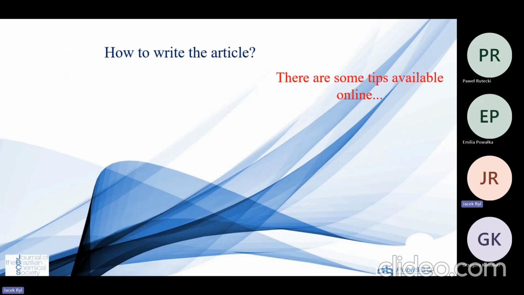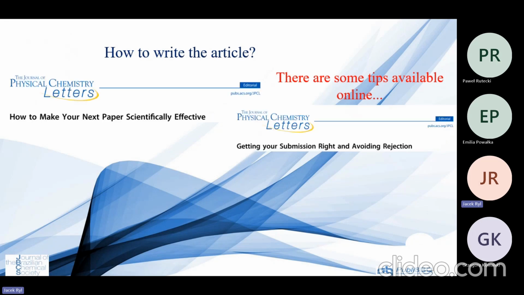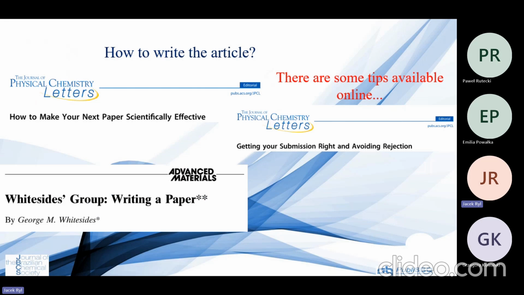So how to write the article? There are some tips available online. For example, the Journal of Physical Chemistry Letters has two editorial papers. This one, how to make your next paper scientifically effective, and getting your submission right and avoiding rejections, are some comments made by editors of this journal, just giving some tips that will be helpful for you when you try to write your paper.